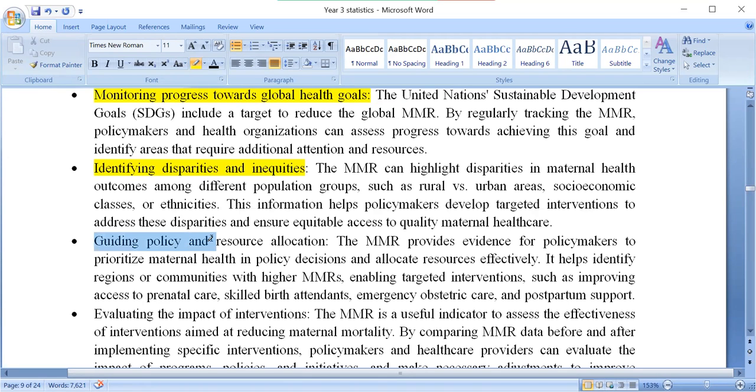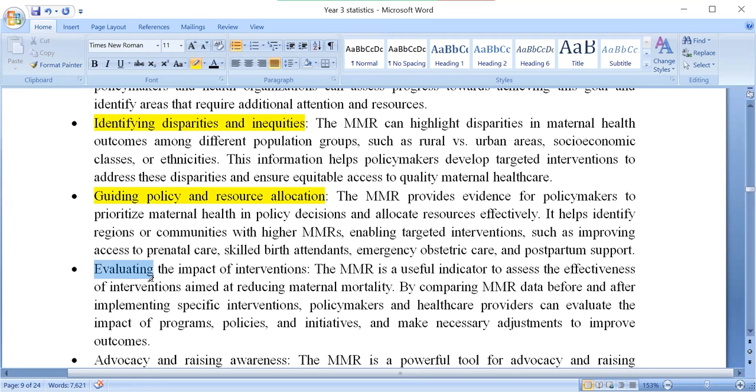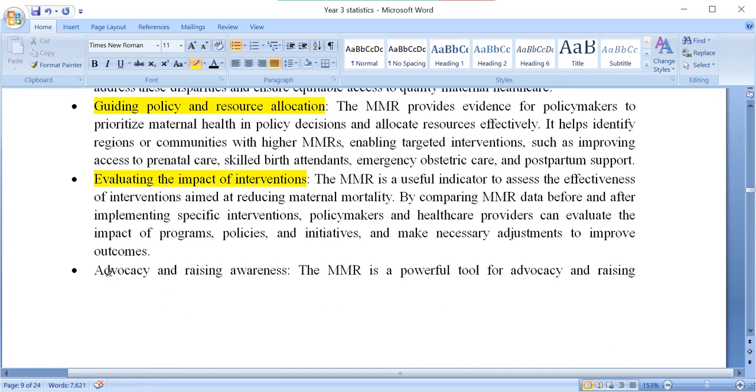Then it also guides policy and resource allocation. Yes, it will help us know which people need these resources more. We need to push it to areas that have higher mortality rates. Then evaluating the impact, like we said earlier, it will help us know whether we're improving after we have recorded badly, or when we have done well. Then in the following year, we calculate again to see if something is wrong.